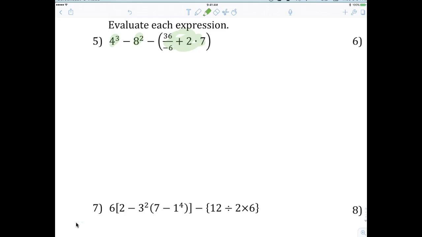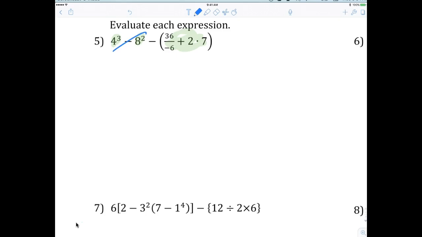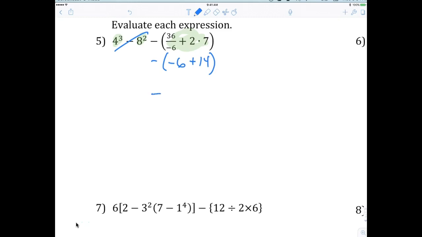All right, so what's 4 cubed? What's 8 squared? So right off the bat, that's just what? 0. All right, so that was nice. So this is out. All right, now what's 36 divided by -6? And then 2 times 7. So -6 plus 14 is, so the final answer is, yeah, you guys should be good with that, -8. If you made a careless mistake, figure it out, let me know.